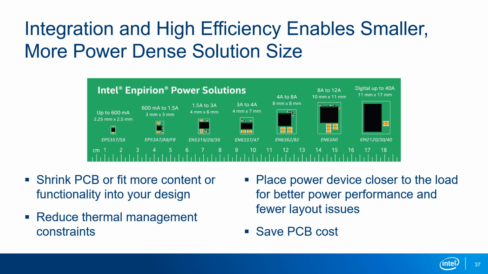Other vendors may require you to do 2 to 3 times the amount of components because you have to do all of the compensation externally. Intel's Enpirion solution is all integrated. It can be your solution for power requirements up to 80 amps.